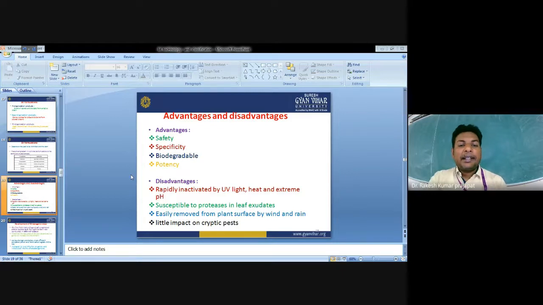Disadvantage: it is rapidly inactivated by UV light, heat, and extreme pH. If you provide high light, UV light, heat, and extreme pH conditions, it gets rapidly degraded by the environment. It is also susceptible to protease in the leaf exudates and is easily removed from the plant surface.